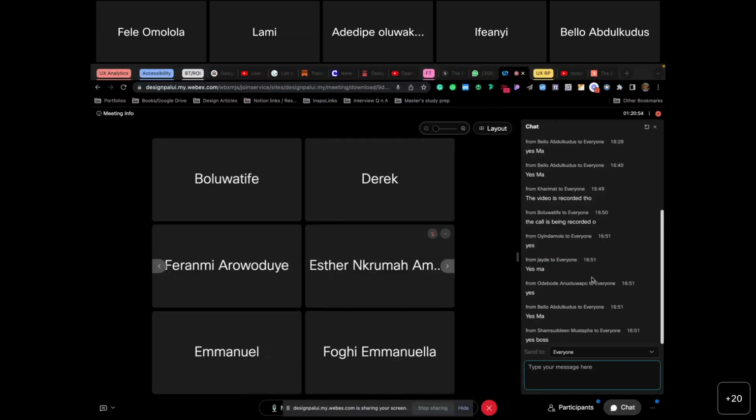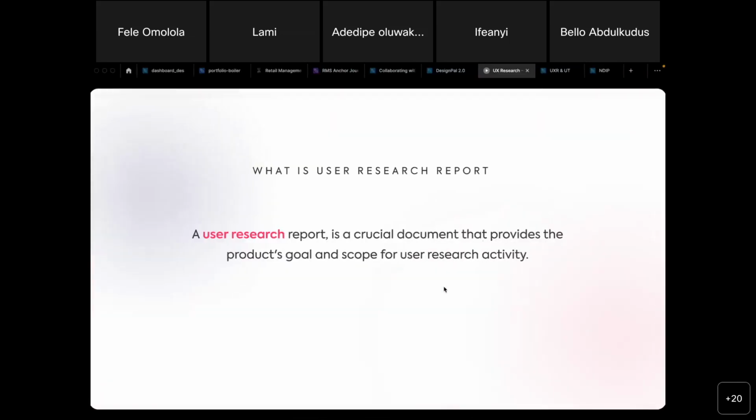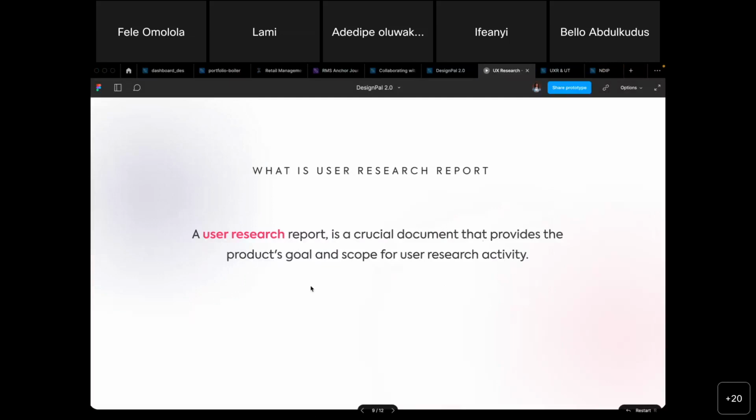Hope you guys are still following. Okay. So I defined a user research report as a crucial document that provides the product goal and scope for your user research activity. Right. So if you're to go over the results from your findings and make note for yourself, right?